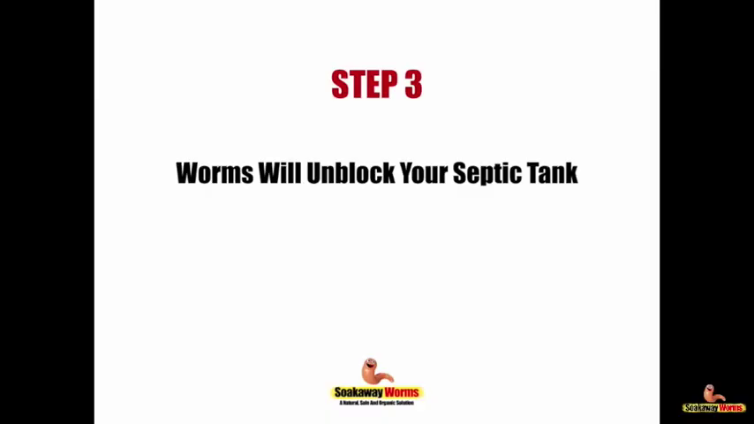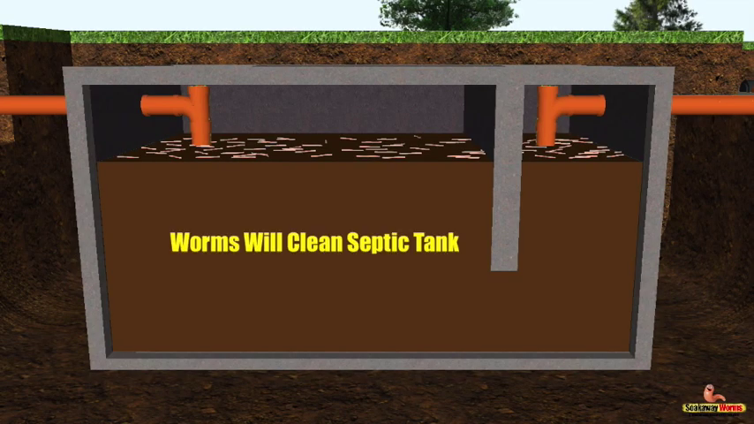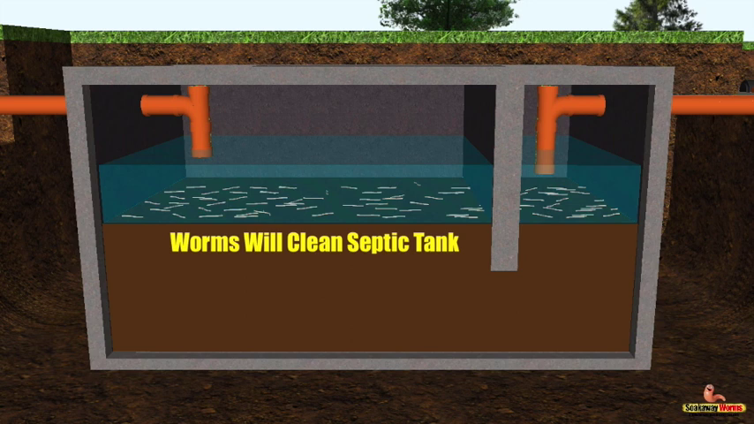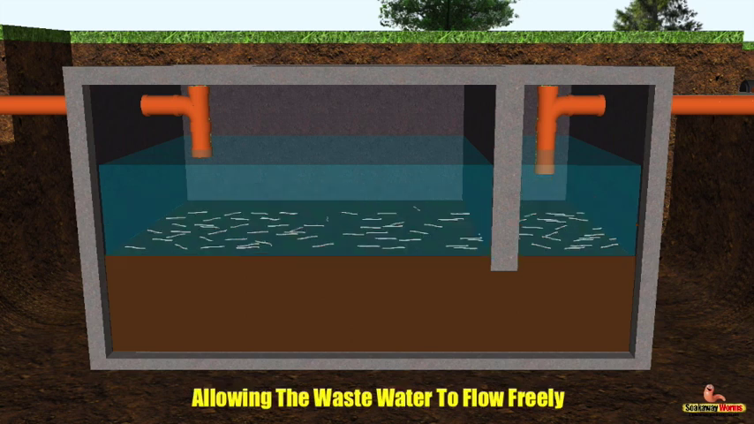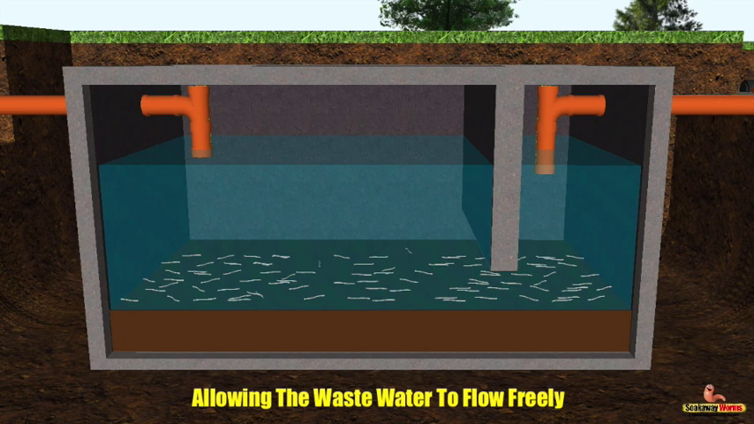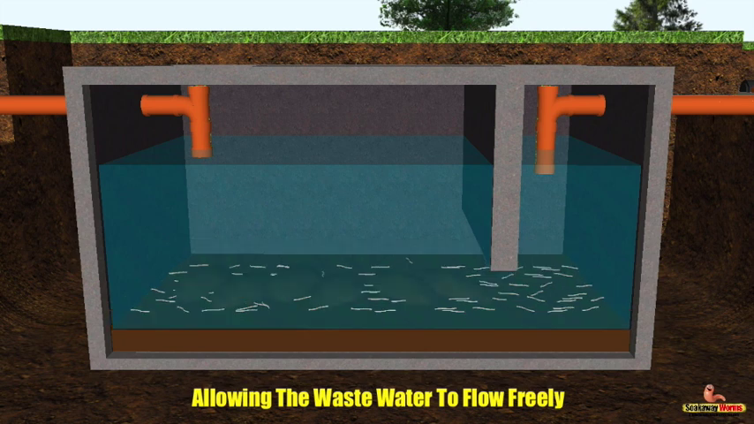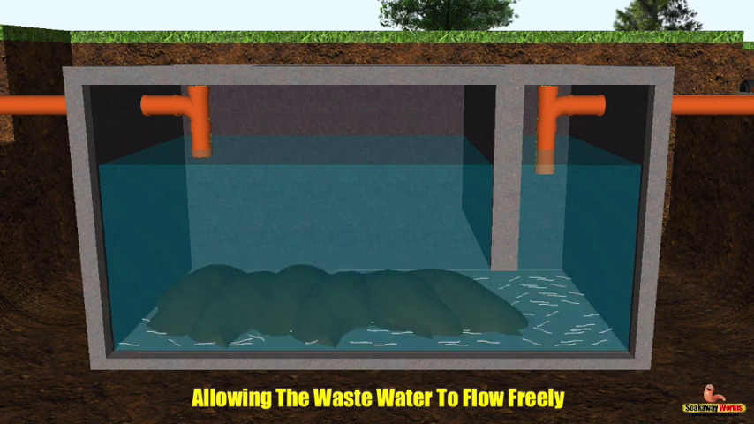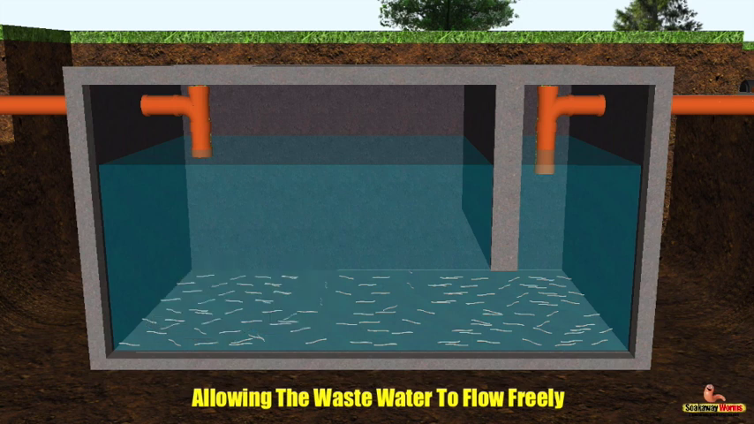Soakaway worms will also clean and unblock your septic tank. Whilst the worms unblock your soakaway, they will also be burrowing and eating and cleaning out your septic tank, eating that sludge, fat and grease. Not only will they unblock and clean your entire septic tank and soakaway system, they'll also keep them unblocked and prevent them from becoming clogged and blocked again. That in turn will allow the wastewater to make its way freely from the house to the tank, to the soakaway and naturally into the soil.